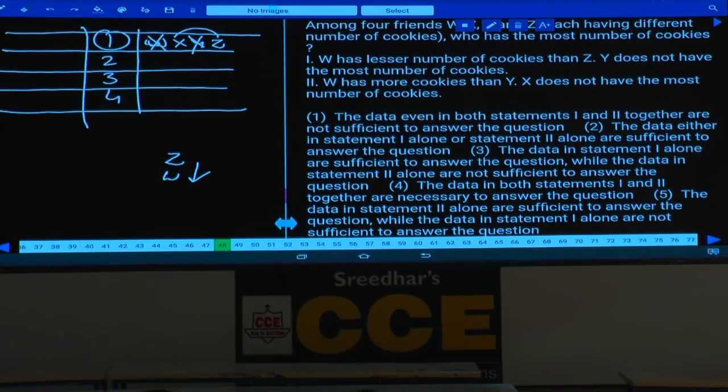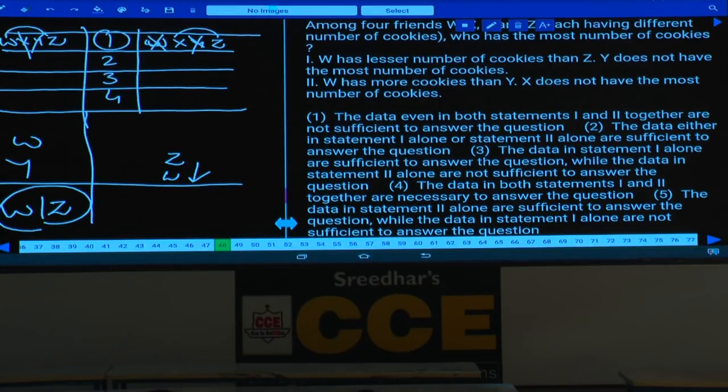What about the next? Then condition number 2, W has more cookies than Y. Now in this one, W, X, Y and Z, as W has more number of cookies than Y, hence Y cannot have the maximum number of cookies. Then X does not have the maximum number of cookies. Now with the help of condition number 2, tell me who is having the maximum number of cookies? Either W or Z. Now according to condition number 2, either W or Z will have the maximum number of cookies. And according to condition number 1, either X or Z has the maximum number of cookies. With each of these statements, we are having two different answers. Hence 1 alone is not sufficient, 2 alone is not sufficient.